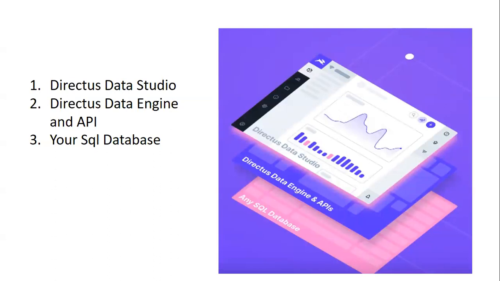But before that, let's understand how exactly Directus is built. What are the different layers available with Directus? Every Directus project contains three layers. As you can see on the slide, the first one is your SQL database. The base of Directus is any SQL database. After that, there is a data engine and APIs, and on top of that, there is the Directus Studio.